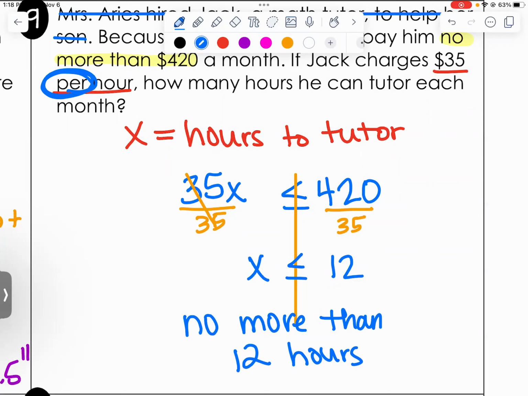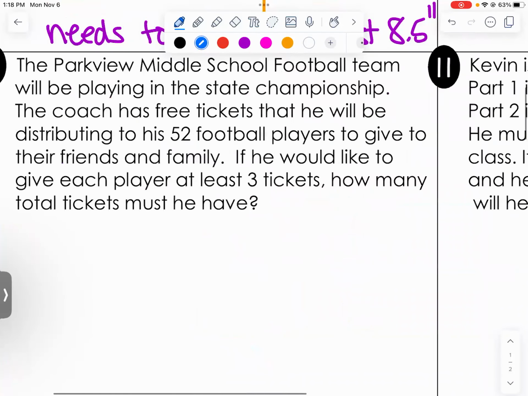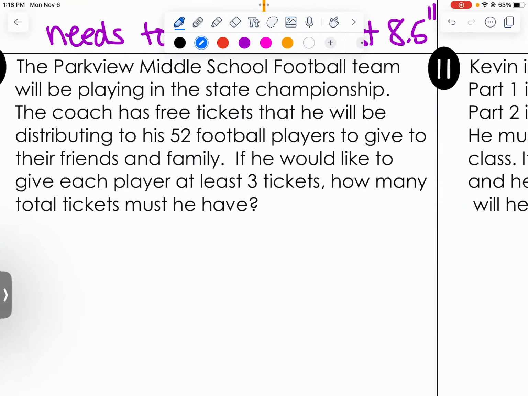So this is what I'm going to have you do. I am going to have you read through number 10, and I want you to set up what you think the inequality should be. Don't solve it, just set it up. I'm going to give you a little bit of time.